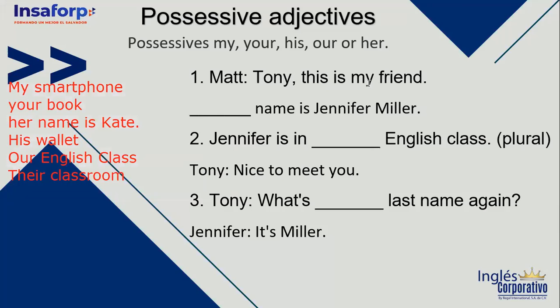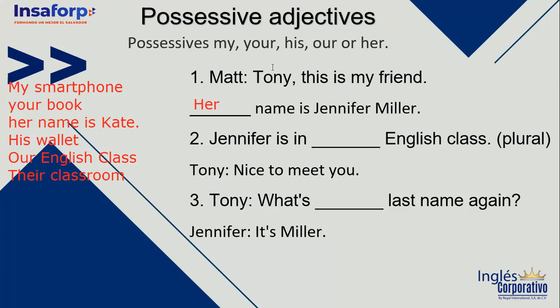So what is in the first one? Matt dice, Tony, this is my friend. Tony, this is my friend. My name is Jennifer Miller. Her name is Jennifer Miller. His name is Jennifer Miller. Her name. Okay. In this case, we're going to use her. Her name is Jennifer Miller.